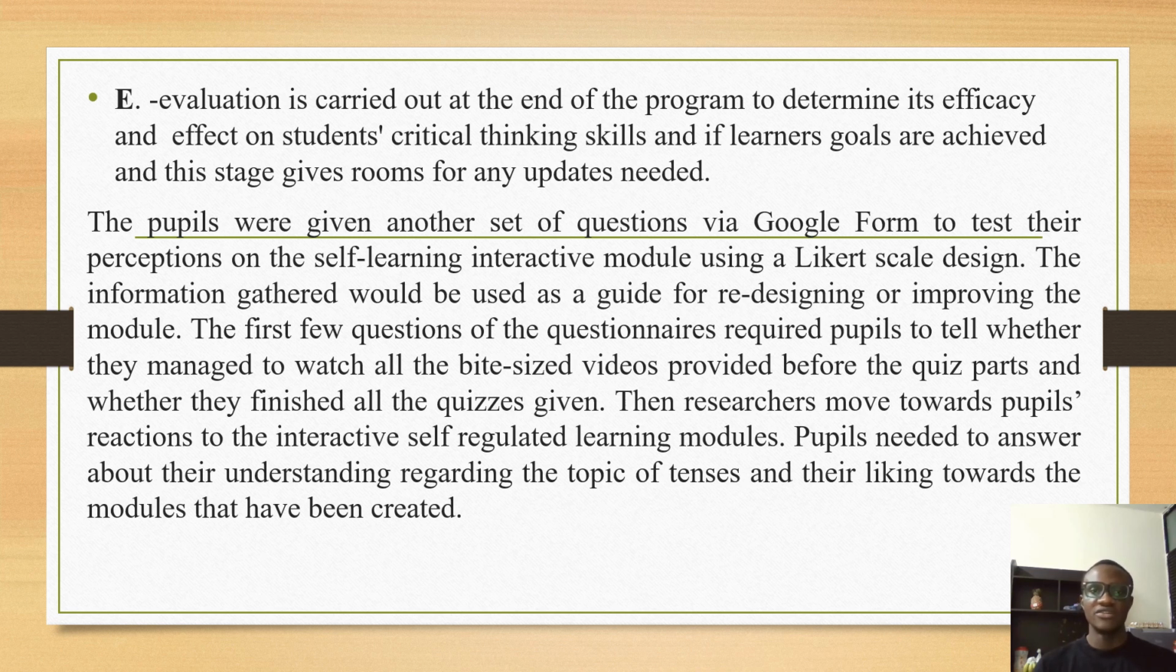The first few questions of the questionnaire require pupils to tell whether they managed to watch all the bite-sized videos provided before the quiz starts and whether they finished all the quizzes given. Then the researcher moves toward pupils' reaction to the interactive self-regulated learning model. Pupils need to answer about their understanding of the topic of tenses and their liking toward the module that has been created. These are all included in the Google Form to get the evaluation from the students, to note down the improvements that will be needed.